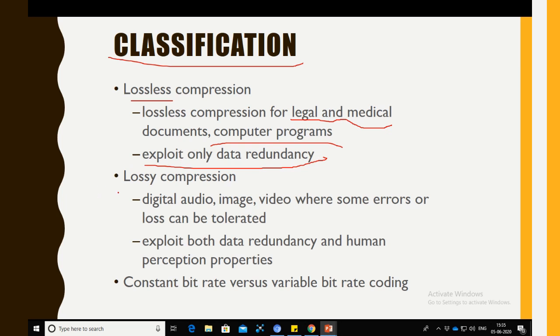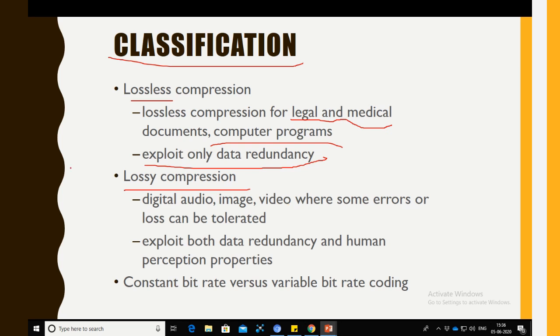Coming to the second classification, that is lossy compression. As the name suggests, we can tolerate some loss here. For example, digital audio, image, and video, where some errors or loss can be tolerated. I already gave you the example of HD video, where 30 frames per second are played. If I delete certain frames every second, and instead show you 25 frames per second, nobody will be able to find out that I have deleted 5 frames.